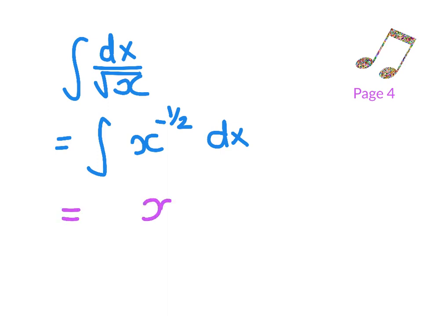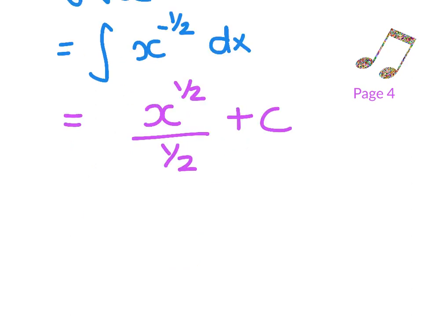So I'm increasing the power by 1. 1 more than negative a half is positive a half. Dividing by the new power and adding the constant of integration. Generally we don't like to have a fraction on a fraction, but in the first instance put it there and we'll tidy it up afterwards. Dividing by a half is the same as multiplying by 2, so that's the same as 2. The power of a half tells us it's a square root of x plus c.